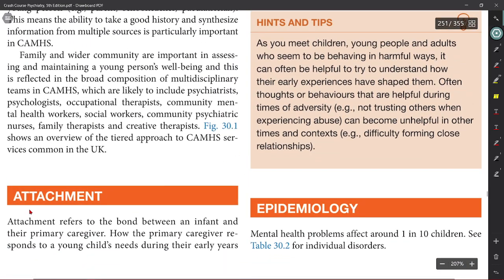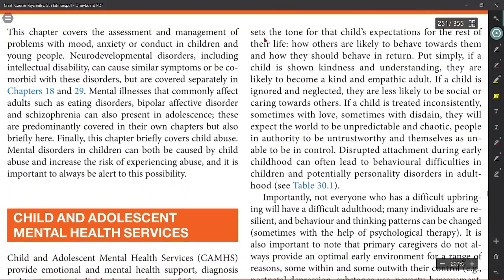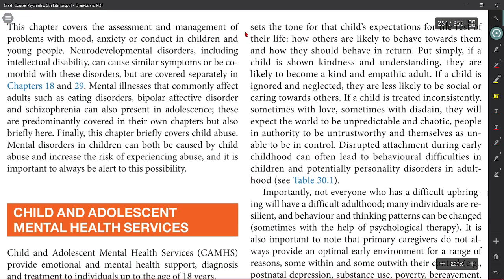Let's talk about attachment. Attachment refers to the bond between an infant and their primary caregiver. How the primary caregiver responds to a young child's needs during their early years sets the tone for that child's expectations for the rest of their life, how others are likely to behave toward them, and how they should behave in return.